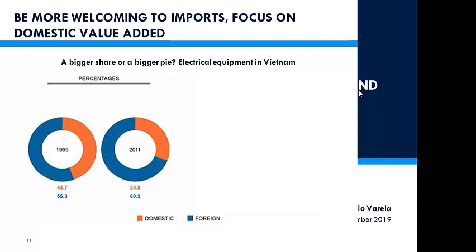What you have on the screen is what happened to electrical equipment production in Vietnam between 1985 and 2011. In 1985, of all the electrical equipment exports in Vietnam, 45% were domestic value added, and 55% were import content, right? So intermediate inputs that were imported and embedded into the exports of electrical equipment in Vietnam. And then in 2011, what happened? The domestic share went to 31%, and the imported share increased to 61%.